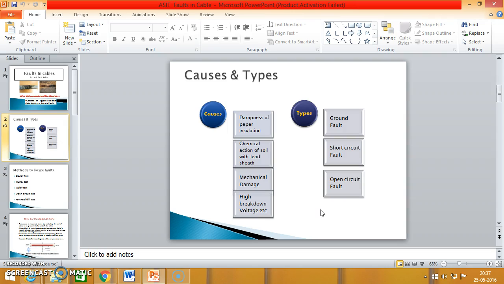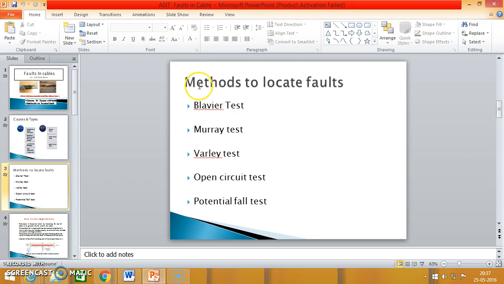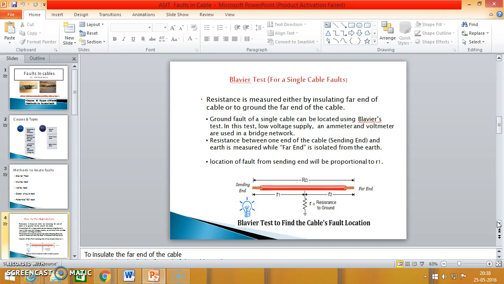Types of faults: ground faults, short circuit faults and open circuit faults. Methods to locate faults. There are 6 methods: Behavior test, Murray test, Worley test, open circuit test, potential fault test. Among these, we will discuss here 6 methods.